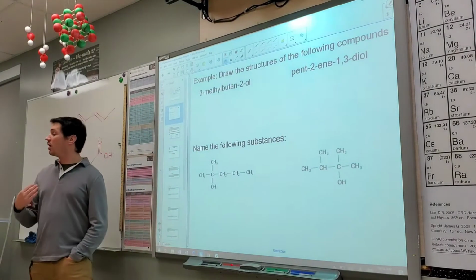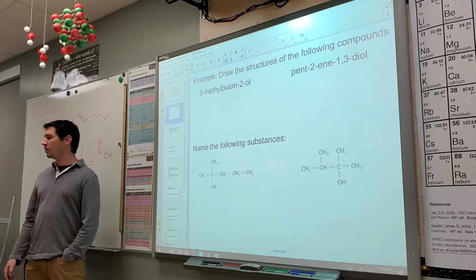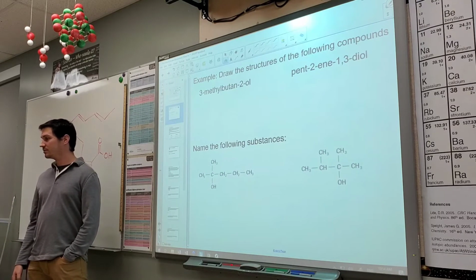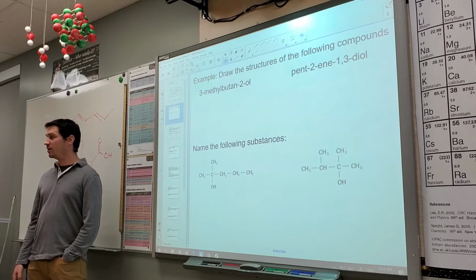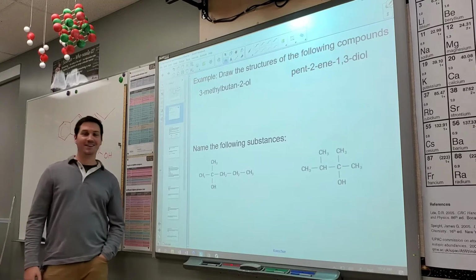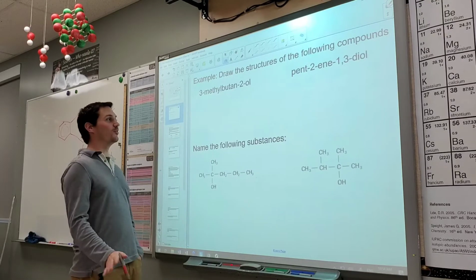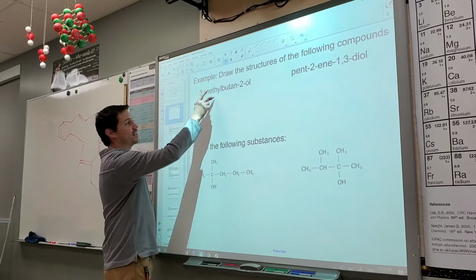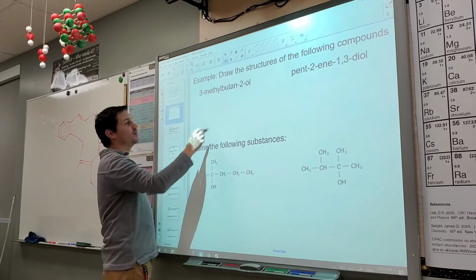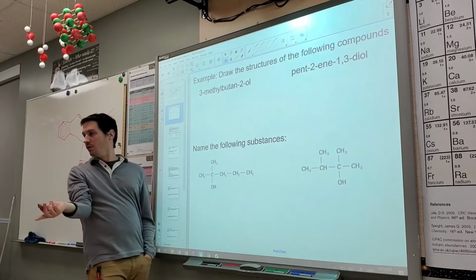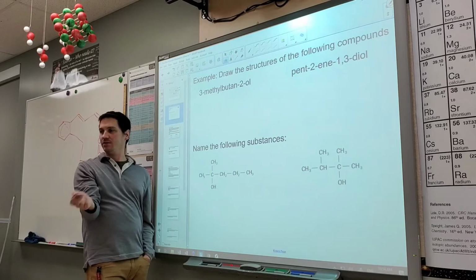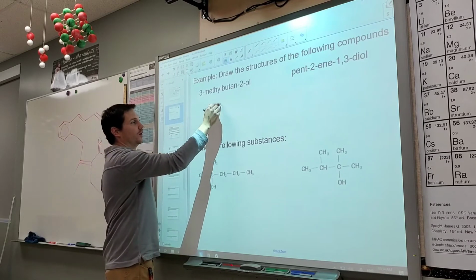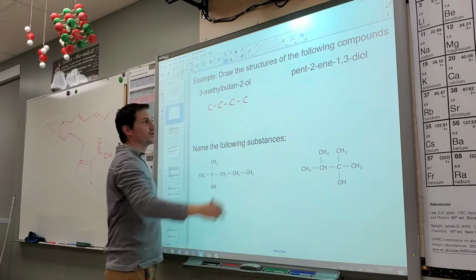Do you want me to draw a condensed diagram or a line diagram? Structural. Okay, I'll draw both. I'm not going to draw a structural diagram, just because I do not want to waste my time. Okay, so let's do a condensed diagram. How many carbons in a row? How many carbons in our parent chain? 4. 1, 2, 3, 4.